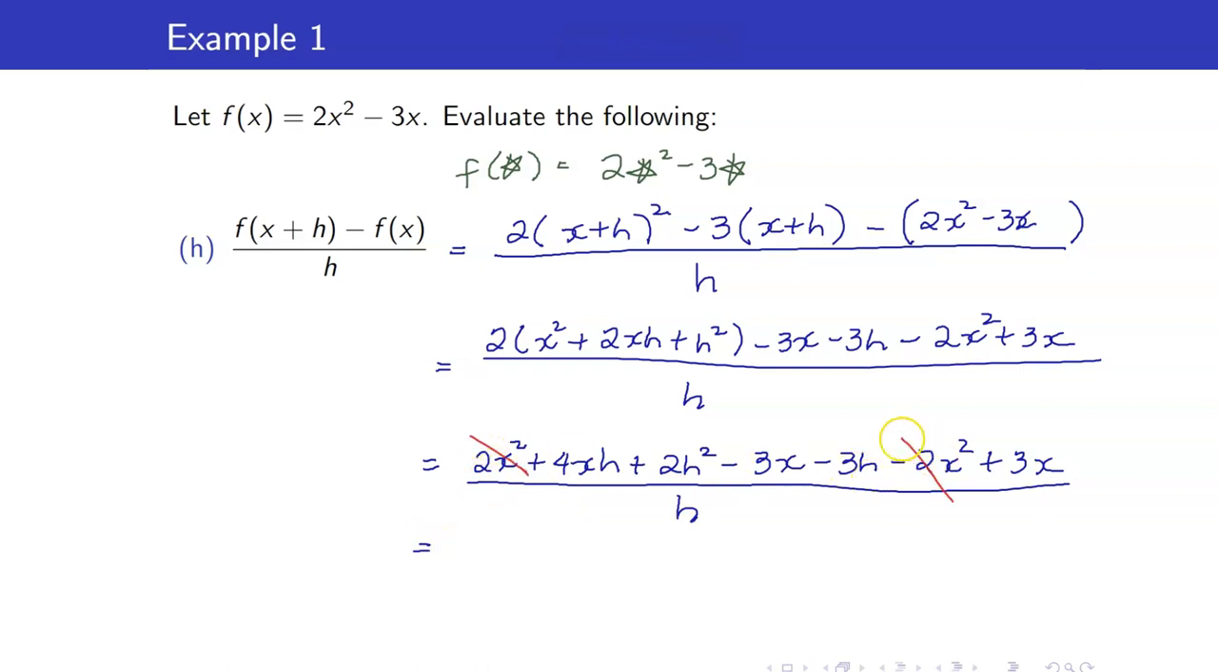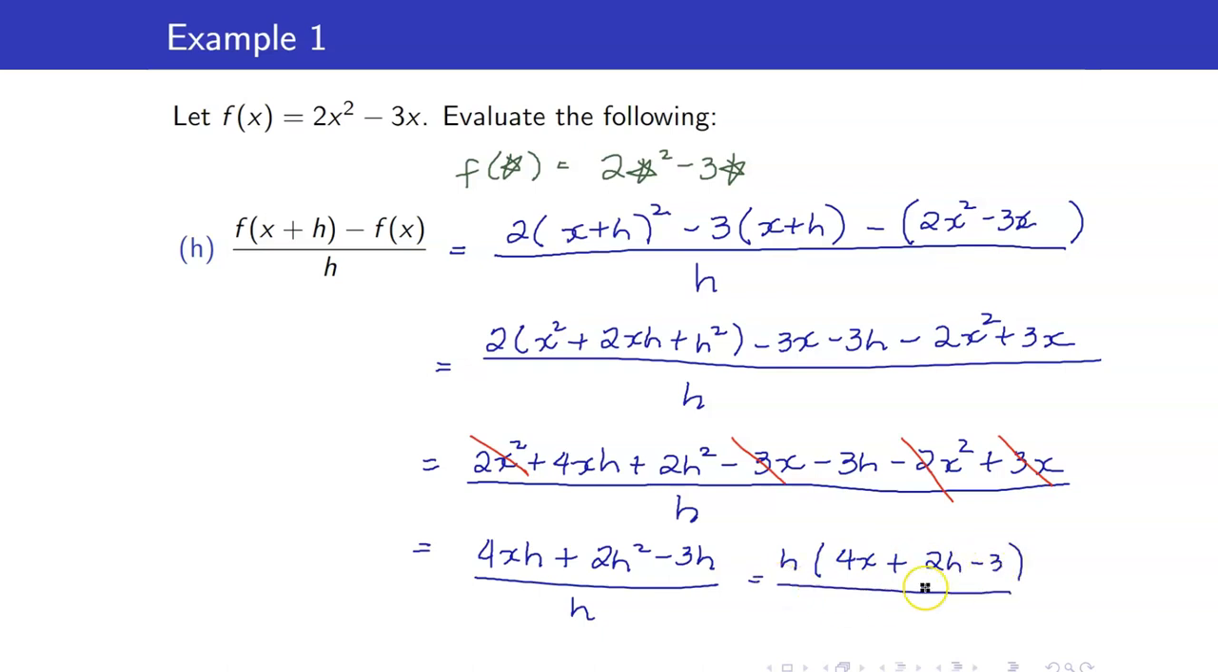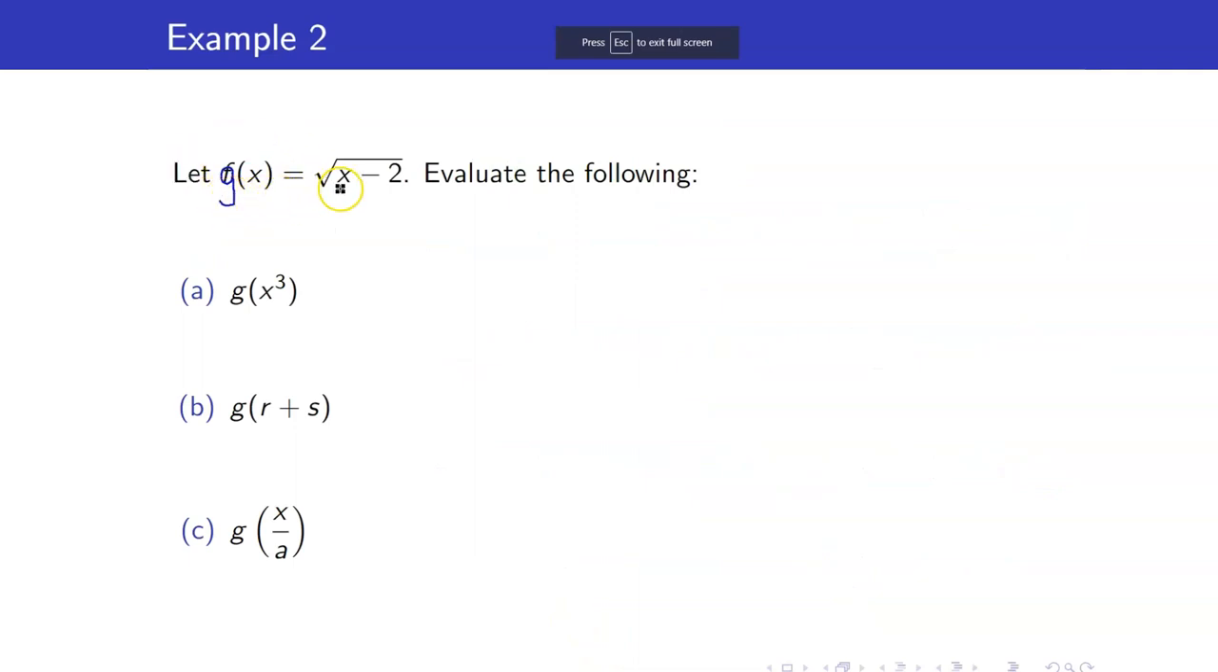x squared minus 2x squared gets cancelled. Negative 3x plus 3x also gets cancelled out. Hence, we are left with 4xh plus 2h squared minus 3h all over h. But the numerator has a common factor of h. So that's 4x plus 2h minus 3 all over h. H gets cancelled out, and therefore this is equal to 4x plus 2h minus 3.